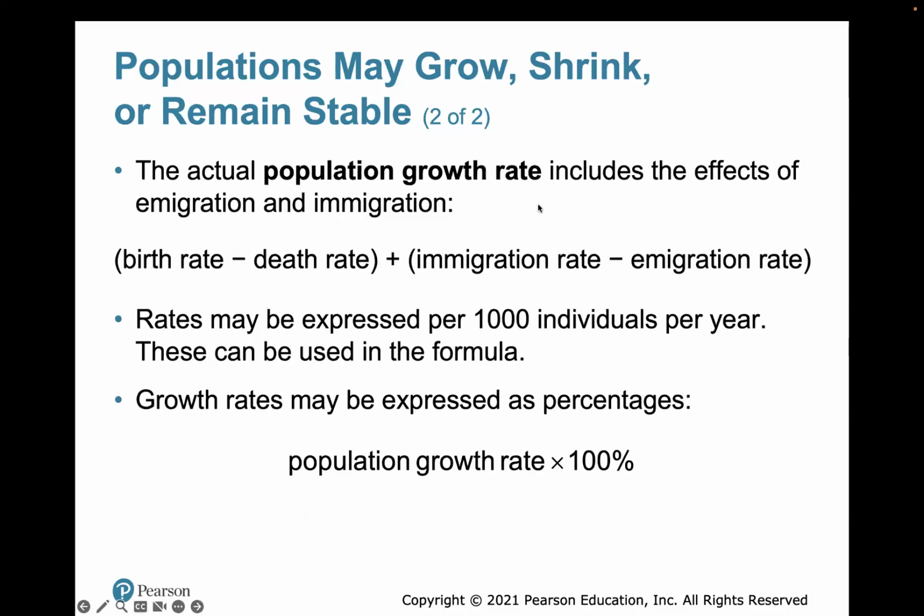The actual population growth rate includes the effects of emigration and immigration as well. So birth rate minus death rate, plus immigration, people coming in, and minus emigration, people leaving. The rates may be expressed per 1,000 individuals per year. These can be used in a formula, or they might be in percentages. So that's all I wanted to say for this.